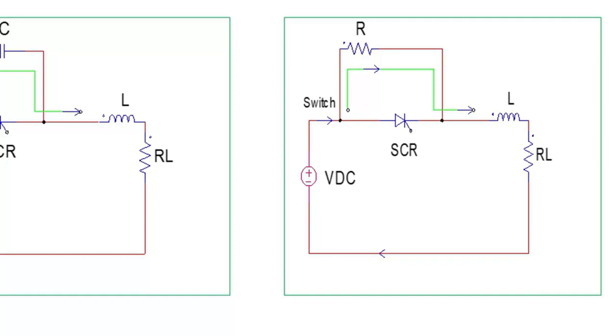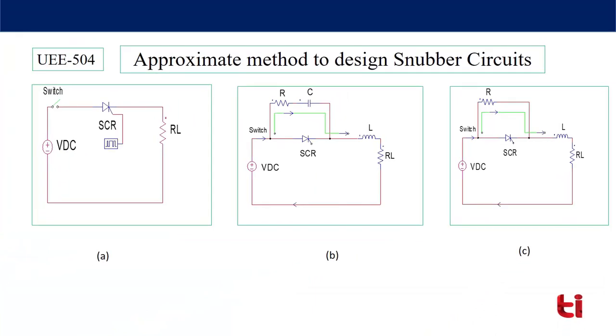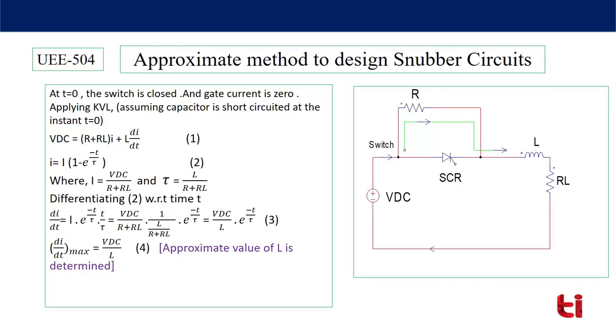That's why in figure C the capacitor is now removed, just to reduce the complexity of the derivation. So now VDC, R, L, RL. When the switch is made on, current will flow through VDC, R, L, RL if gate current is not there across SCR. Our purpose is to protect our SCR from high dIdt and high dVdt, or maximum dIdt and maximum dVdt. So we will find the value of dIdt maximum and dVdt maximum first.